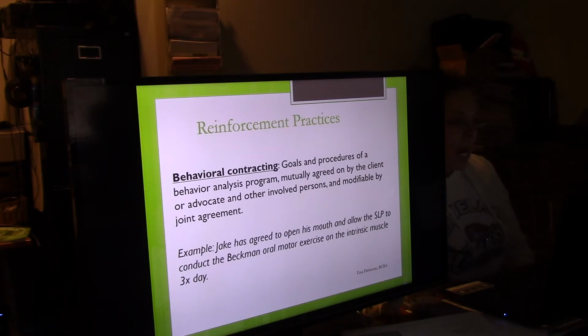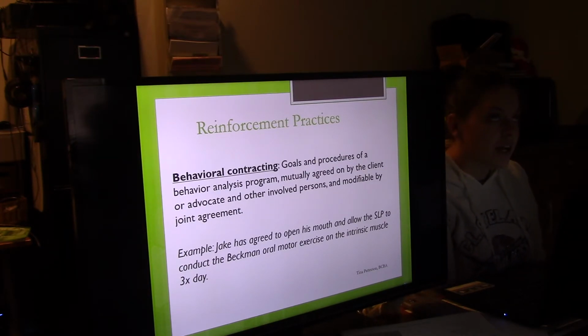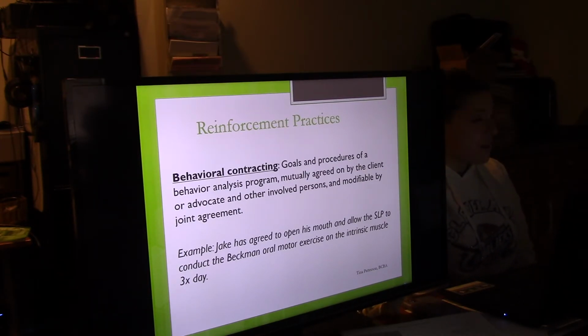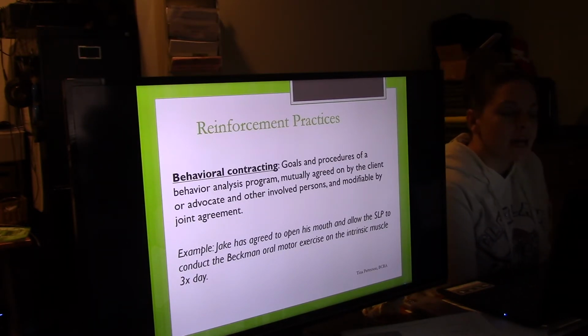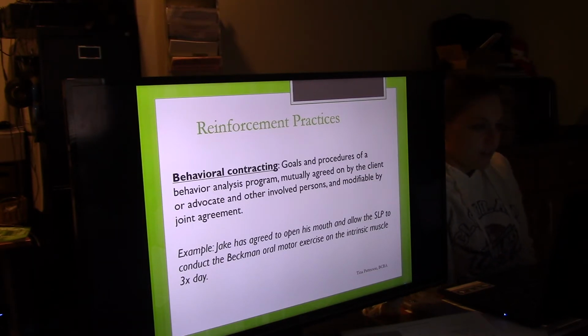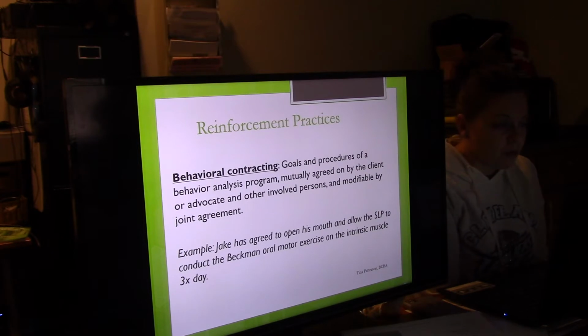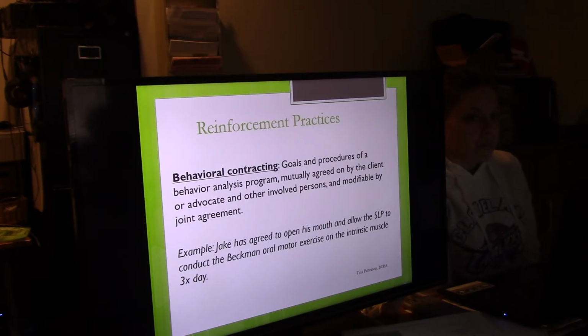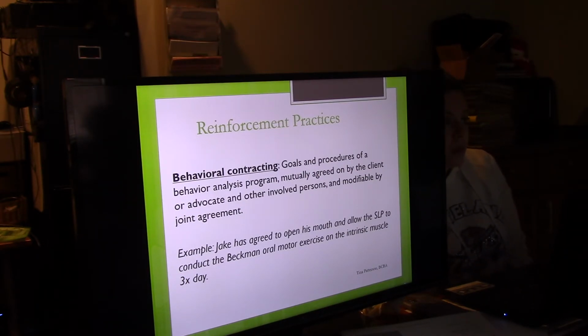Behavioral contracting. I only have this currently with one child. He is high functioning. He is 9 years old. These are really for older kids, higher functioning kids. The goals and procedures of a behavior analysis program are mutually agreed on by the client or advocate and other involved persons, and modifiable by joint agreement. So, basically, you're saying, this is what's expected of you. If you do this, this is your reward.